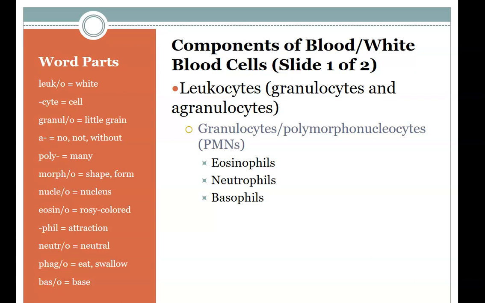Your word parts. Leuko is white. Cyte equals cell. So a leukocyte would be white cell. Granulo is little grain. A is no, not, or without. Poly equals many. Morpho is shape and form. Nucleo is nucleus. Eosino is rosy colored. Phil is attraction. Neutro is neutral. Phago is either eat or swallow. And baso equals base.